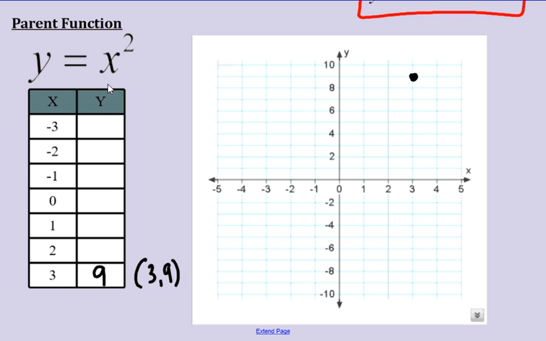If I put 2 in there, 2 squared is 4, because 2 times 2 is 4. So 2 would be right here at 4. If I put 1 in there, 1 squared is 1. So 1 goes with 1. If I put 0 in there, 0 squared is 0.